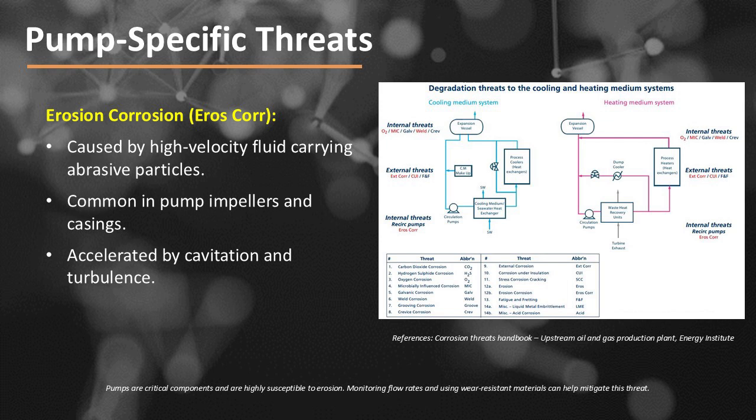Pump-specific threats: pumps are critical components and are highly susceptible to erosion. Monitoring flow rates and using wear-resistant materials can help mitigate this threat. The most common pump-specific threat is erosion corrosion, caused by high-velocity fluid carrying abrasive particles, common in pump impellers and casings, and accelerated by cavitation and turbulence.